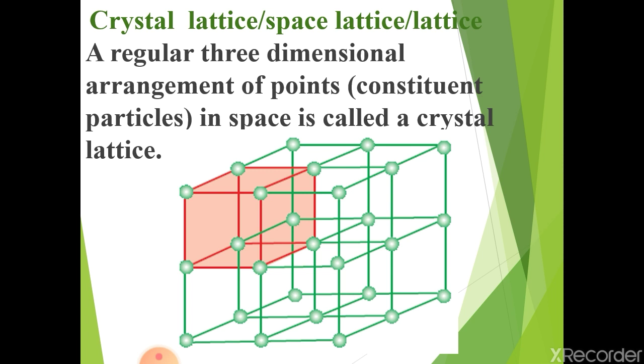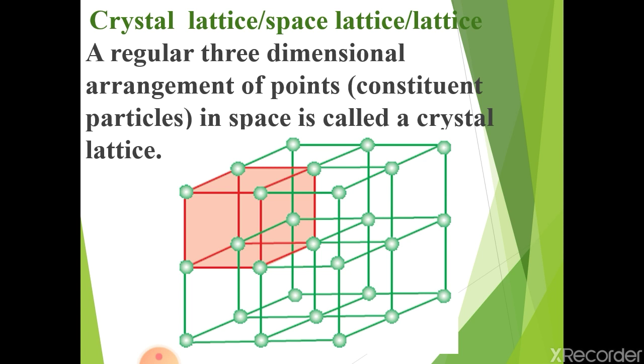Now starting from crystal lattice, it is also known as space lattice or simply lattice. First of all, we have to define this crystal lattice. A regular three-dimensional arrangement of points, here the points mean constituent particles, it may be atoms, molecules or ions, in space is called a crystal lattice.